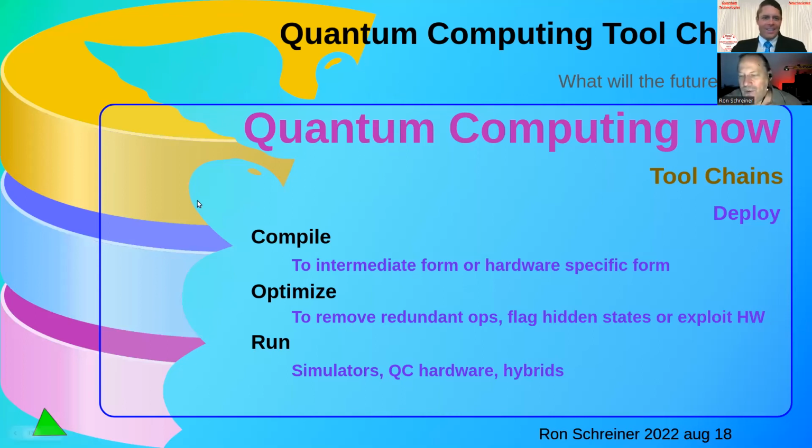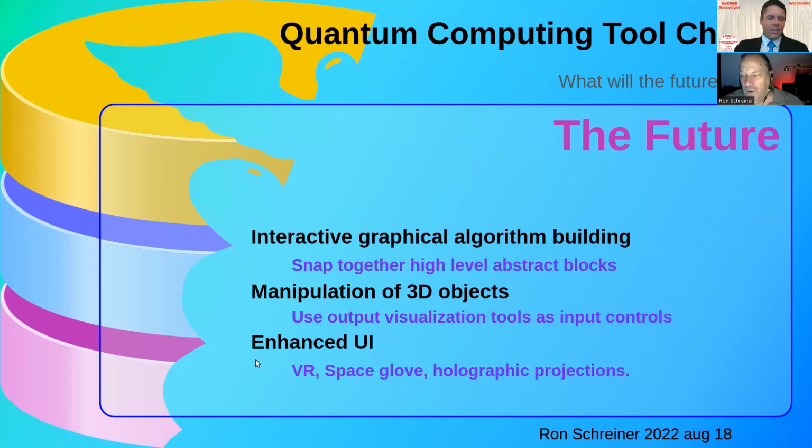So we got one more thing to get through, and then gosh, this went 50 minutes already. So let's talk about what the future is going to look like. And these are just some ideas. There are some tools that are out there that are in play: interactive graphical algorithm building, the manipulation of 3D objects, or enhanced user interfaces like virtual reality space.